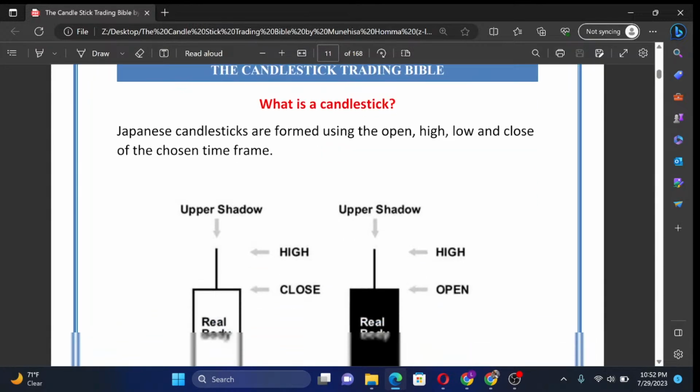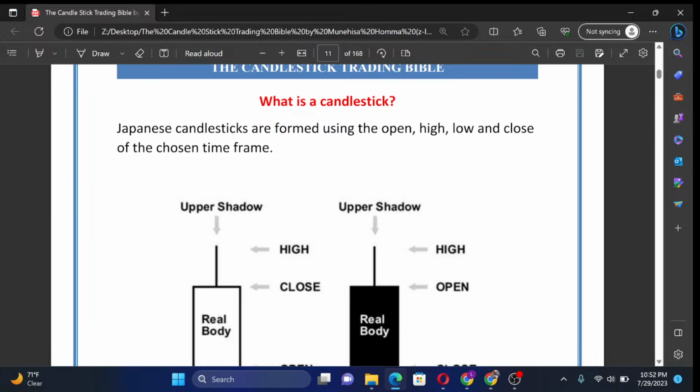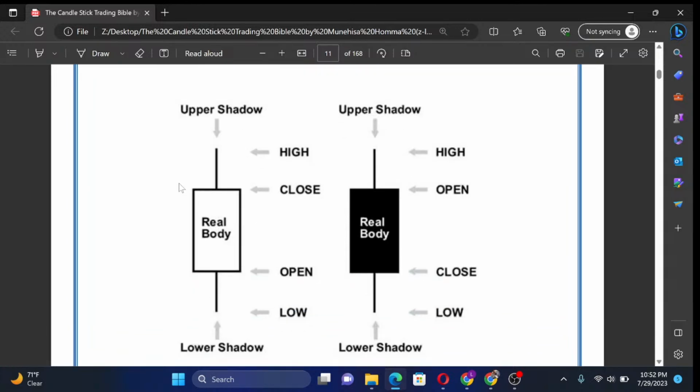Okay, what is a candle? Japanese candlesticks are formed using the open, high, low, and close of the chosen time frame. Upper shadow, lower shadow. Okay, let me show you this.